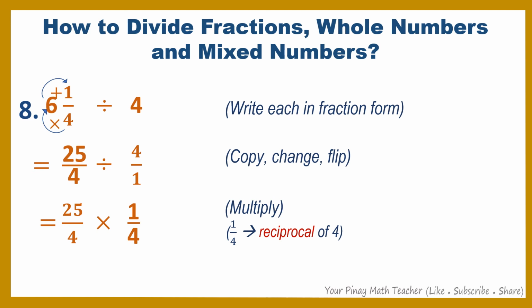Since no two numbers can be reduced here, we multiply both numerators, so we get 25, and both denominators, we get 16, which is equivalent to a mixed number of 1 and 9 over 16.